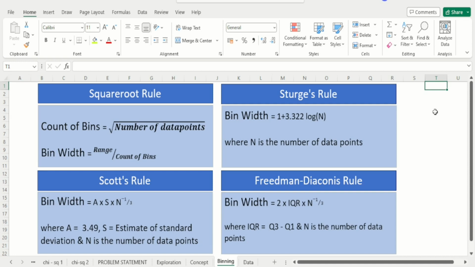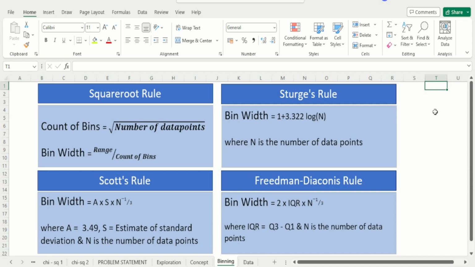A more advanced version of this is known as the Rice rule. The Rice rule doesn't take a square root, it takes a cube root. However, we'll stick to the square root in our example. It's going to make things much simpler and easier for us. The next thing that you see is Sturges' rule. Now, Sturges' rule uses a logarithmic formulation, as you can see. Sturges' rule, again, can be used. It is, I would say, more appropriate than the square root rule many times.